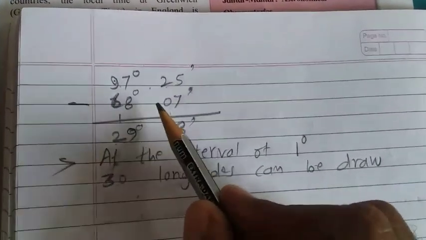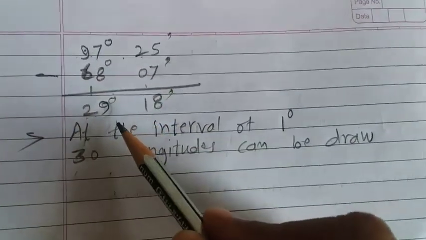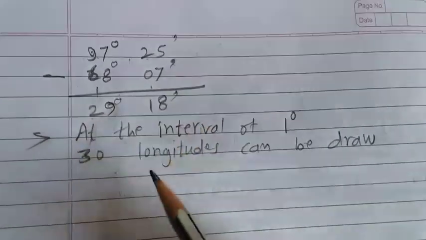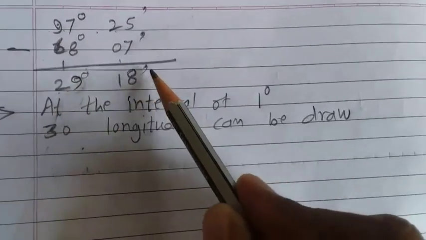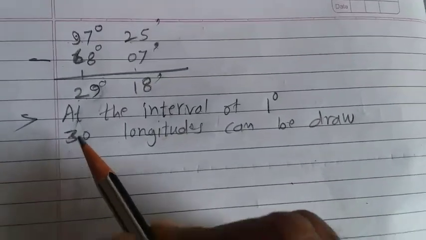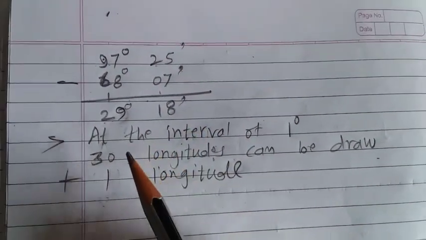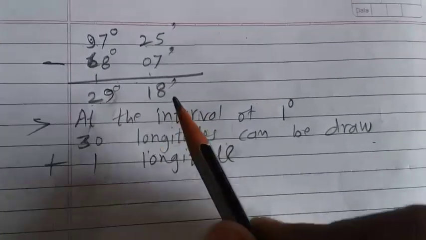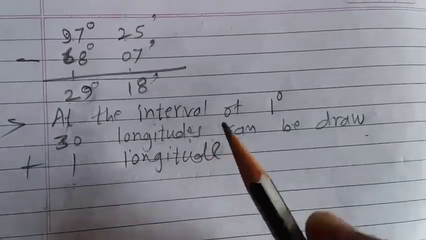First, we will find out the difference between these two longitudes. 97 degree 25 minute and 68 degree 7 minute. It is about 29 degree 18 minutes. So there is a difference of about 29 degree 18 minutes between these two longitudes. So at the interval of 1 degree, 30 longitudes can be drawn on the map of India. It is only 29 degrees difference. What about 18 minutes? For showing this point of 18 minutes, we have to draw one more longitude.